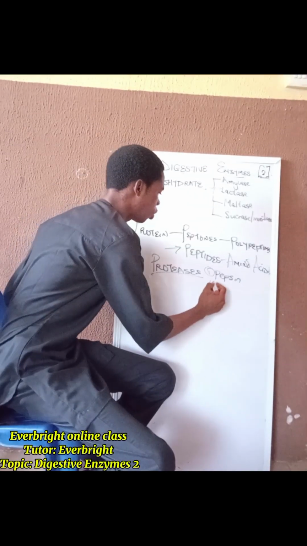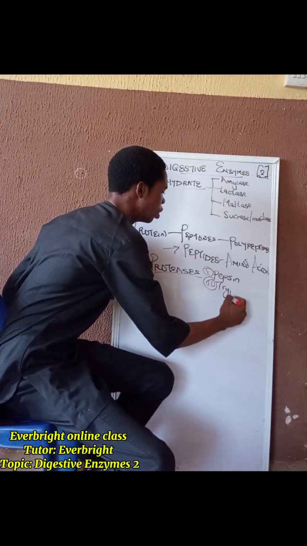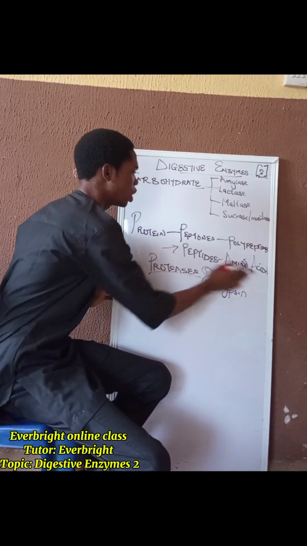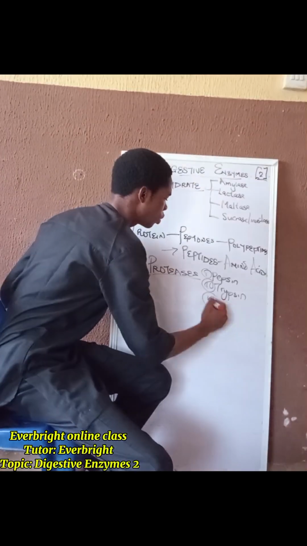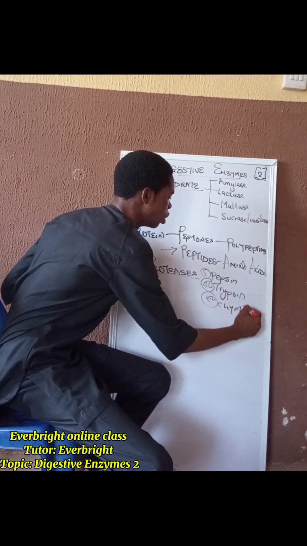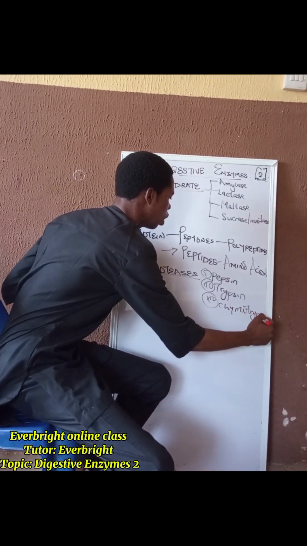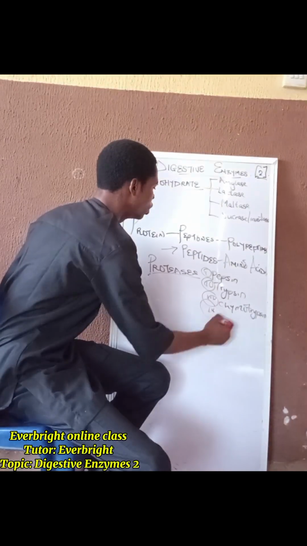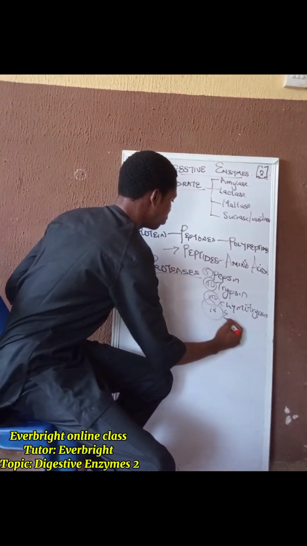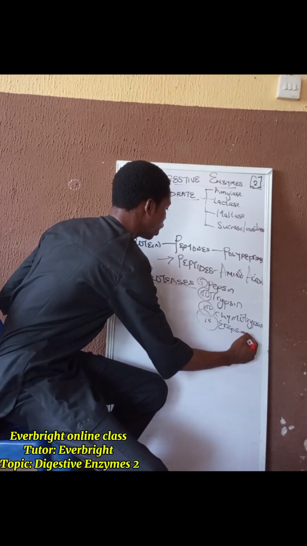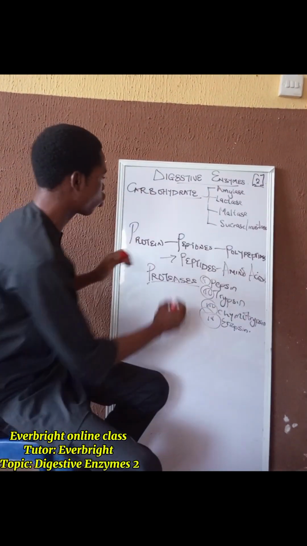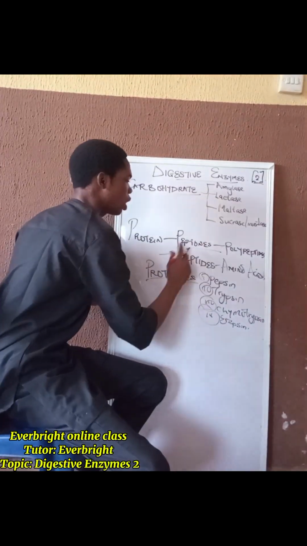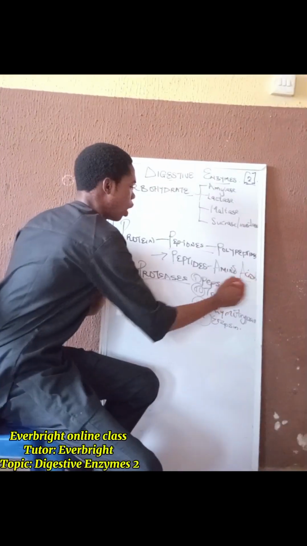We have another one that we call trypsin, which also helps us to break down protein to amino acid. We have another one that we call chymotrypsin, which also helps us to break down protein to amino acid. We also have another one called erepsin that helps us to break down peptones. Erepsin is responsible for the breakdown of peptones to amino acid.